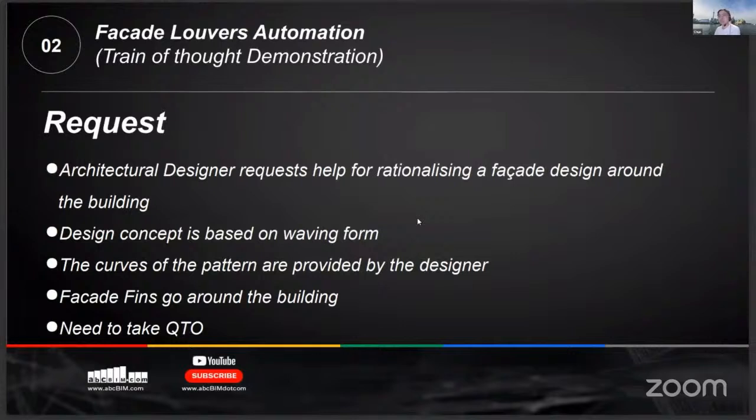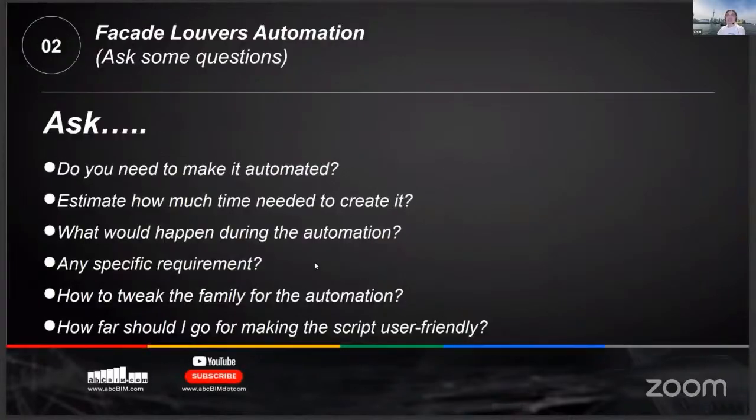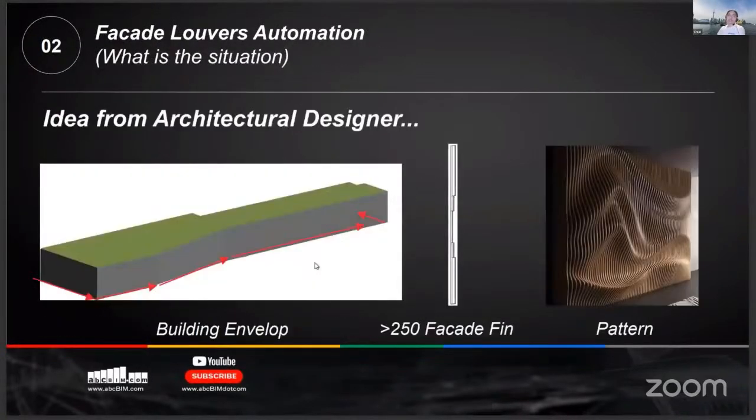It is based on one of the challenges that I faced a long time ago. So basically, I need to automate the louver. Okay, and the request is the architecture designers asked me to rationalize facade design around a building. So the design concept is based on waveform, the curve of the pattern will be provided by the designer, facade fins need to go around the building, and they need to take the QTO from the design. So what does it mean? Okay, let's say it's like this. Building envelope, facade fin, waveform.